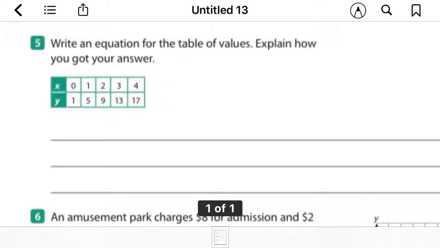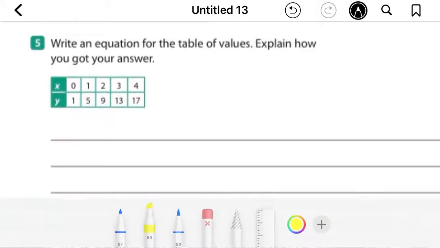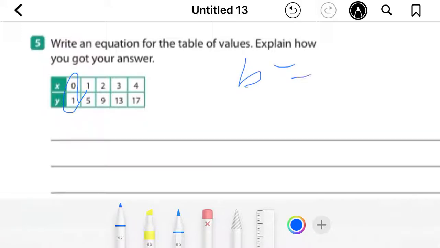Write an equation for the table of values and explain how you got your answer. So when we look at this, once again, it's going back to problem number 3 that we did earlier. The b value is always an easy one to start with. So there's your b. We know that b is going to equal 1. And then if we look for the slope, these are all going up by 4 each time. 1 plus 4 is 5, plus 4 is 9, plus 4 is 13, plus 4 is 17. And on the top, they're all going up by 1. So the m value right there is 4 over 1, which is just 4.